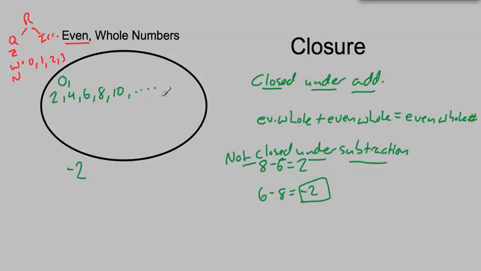And again, if I do division, I actually jump outside. So 8 divided by 4, that is 2. But what's 2 divided by 4? It's 1/2. And 1/2 is not a whole number, it lies outside. So it is not closed under division. Alright, so that's our first topic there, closure.